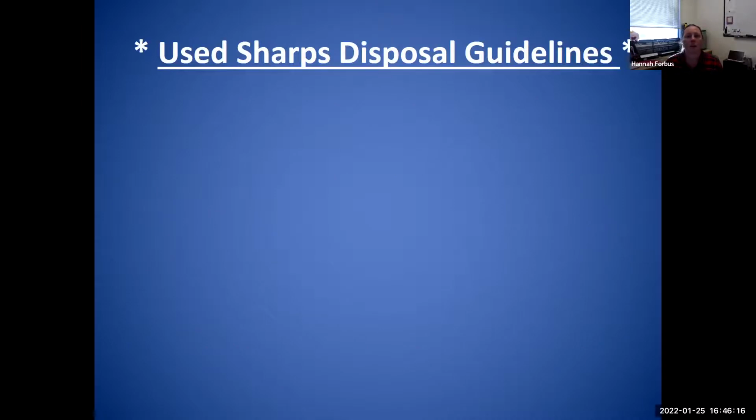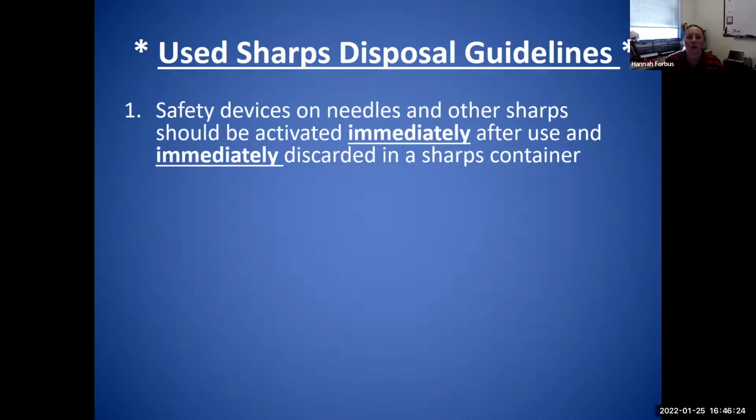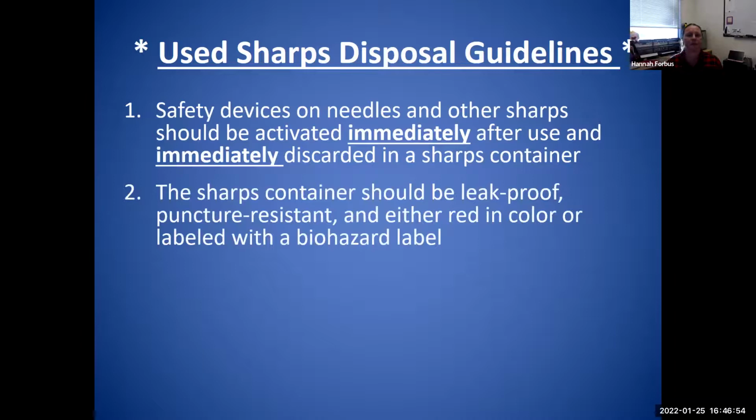Okay, so we have our sharps disposal guidelines. You will go over this in the lab with Ashlyn as well. So all of our needles in the lab have safety devices on them. Okay, these are engineering controls to help keep us safe. These should be activated immediately after use of the needle and immediately discard the whole thing, needle and syringe, in a sharps container, right? So you're going to give an injection, you're going to withdraw, you're going to activate your safety, and you're going to put it in the sharps. All just kind of one smooth motion.